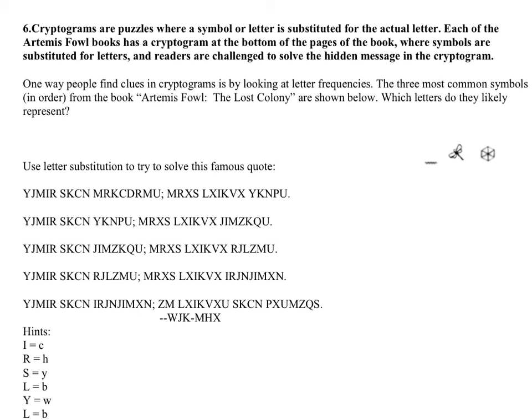Cryptograms are puzzles where a symbol or letter is substituted for an actual letter. Each of the Artemis Fowl books has a cryptogram at the bottom of the pages of the book, where symbols are substituted for letters and readers are challenged to solve the hidden message in the cryptogram. One way people find clues in cryptograms is by looking at letter frequencies. The three most common symbols in order from the book Artemis Fowl: The Lost Colony are shown below. Which letters do they likely represent? And they did give us some hints, which was extremely generous.